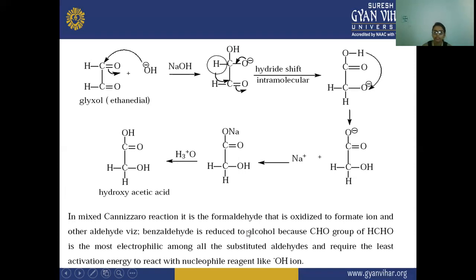So in the mixed Cannizzaro reaction, it is formaldehyde that is oxidized to formate ion, and the other aldehyde will be reduced. That is, the other aldehyde is your benzaldehyde, which is being reduced to your alcohol, because the CHO group of HCHO is the most electrophilic among all the substituted aldehydes and requires the least activation energy to react with a nucleophilic reagent like OH negative ion.